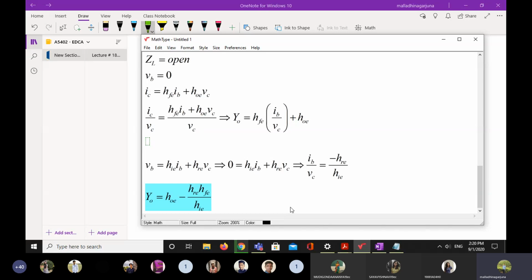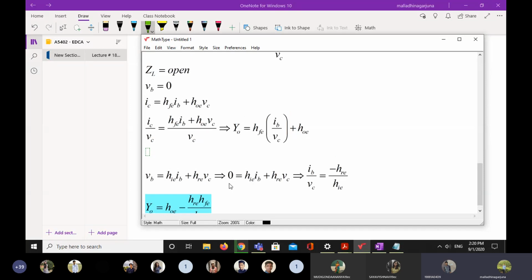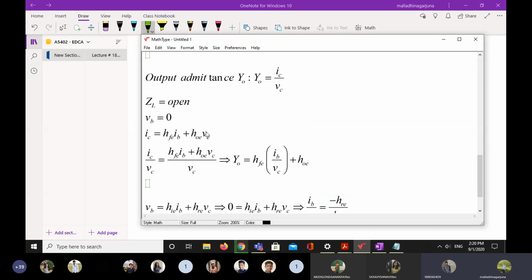Sir, can you repeat the first point? Why do we keep ZL open? Yeah. Output admittance you are calculating now. So output admittance is nothing but this is for the CE amplifier. So output admittance means that is the reciprocal of the resistor, whatever. Anyway, it is in the impedance family only. That is the reciprocal of it. So if you are calculating output admittance, that load resistance should be disconnected from that. You have to remove that load resistance from the circuit diagram.